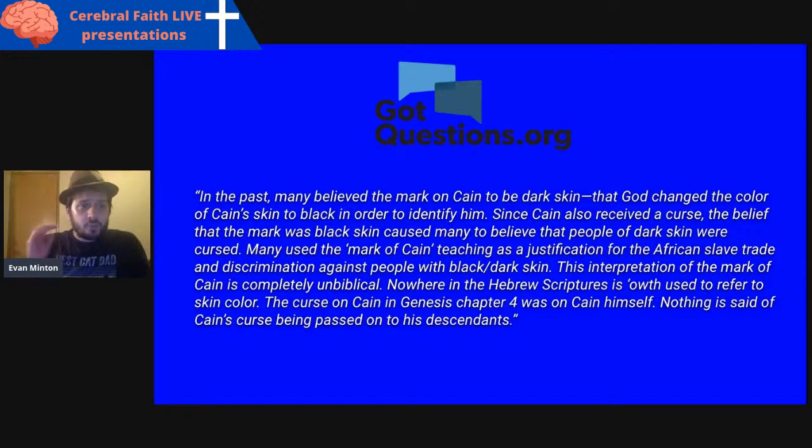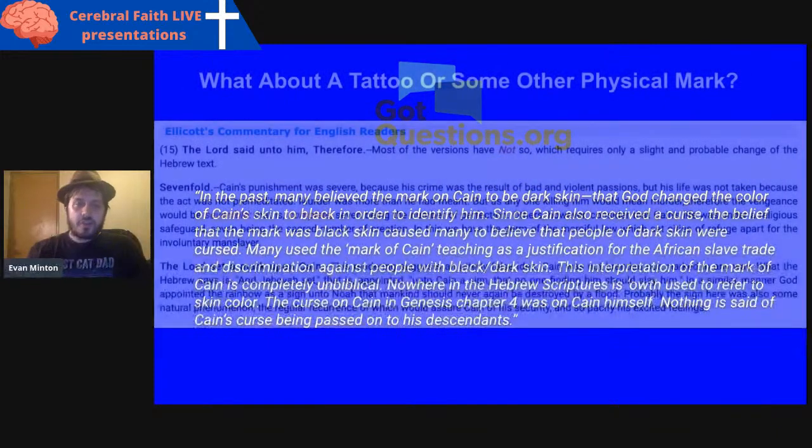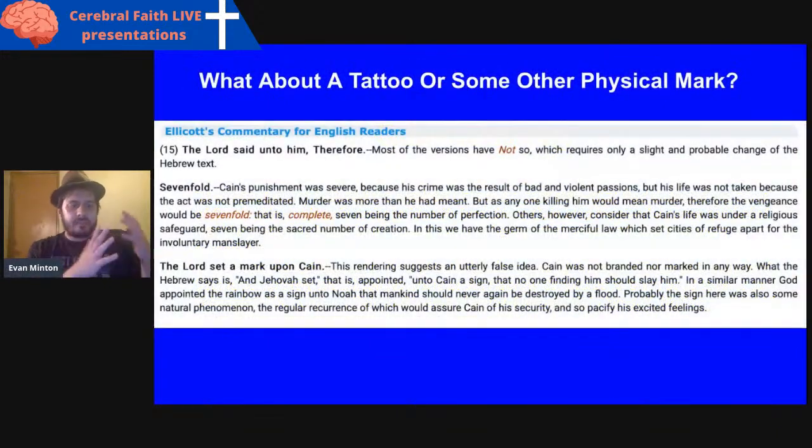So in other words, this racist idea is being read into the biblical text. It's not being drawn from the biblical text. That's eisegesis. Ideas have consequences. Good ideas have good consequences. Bad ideas have bad consequences. This is a bad idea. Okay, well, it's not a mark. It's not black skin. So what is it? What about a tattoo or some other mark?